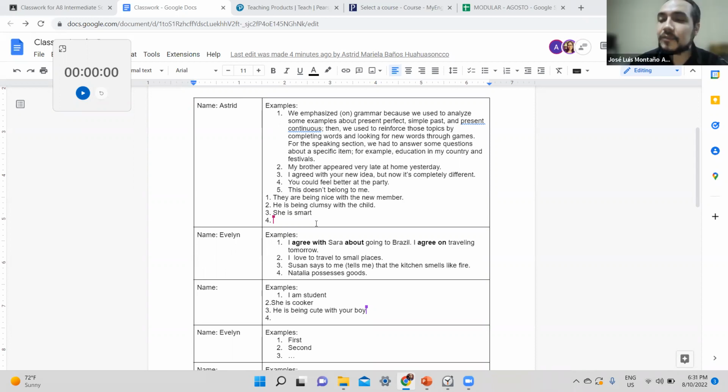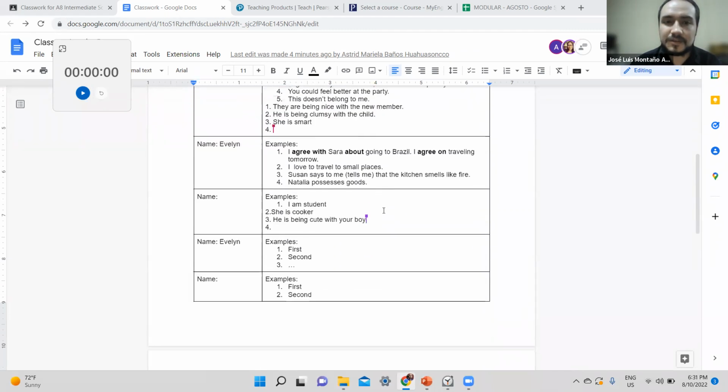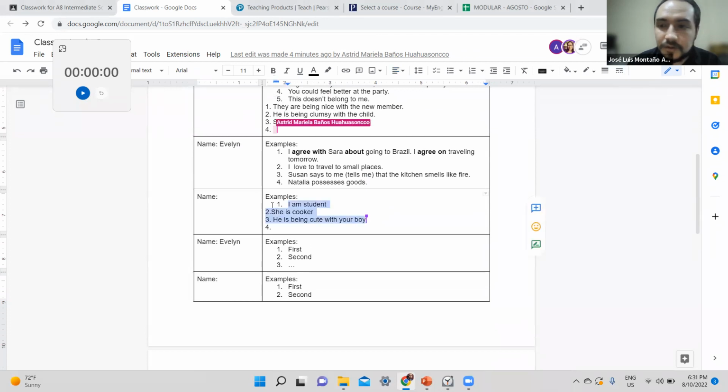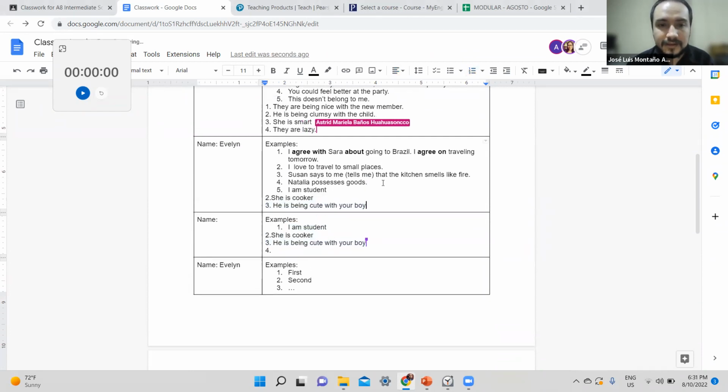Let's try the last example also, please, Astrid. All right, they are lazy and it's done with that. Good. Now, this one with you, Evelyn, I'm going to copy and paste this over here, all right? Because you need to do everything only in one element over here. And if you just enter, you're going to have the automatic numbering, all right? But let's read what you got to write, please, Evelyn. Let's read your examples.